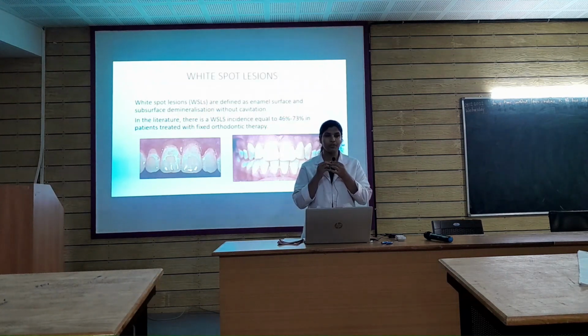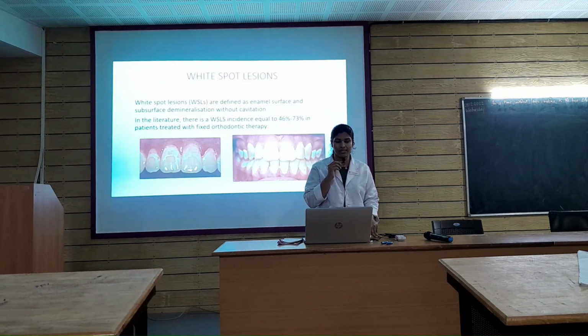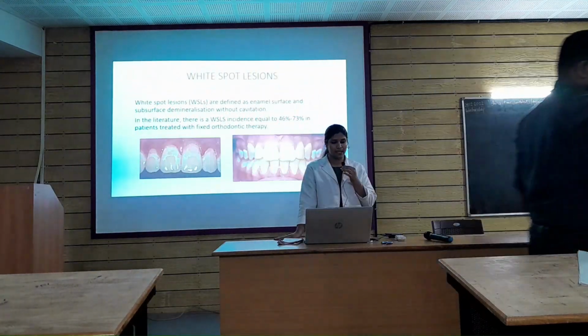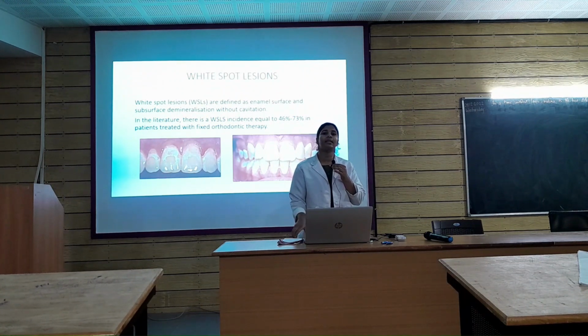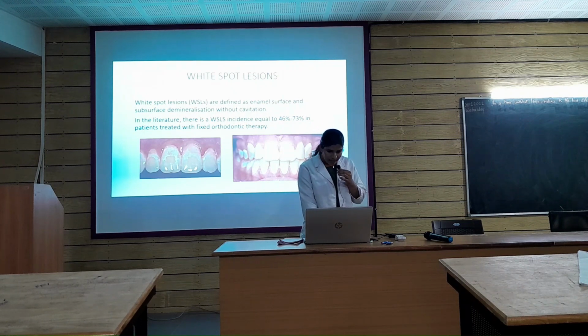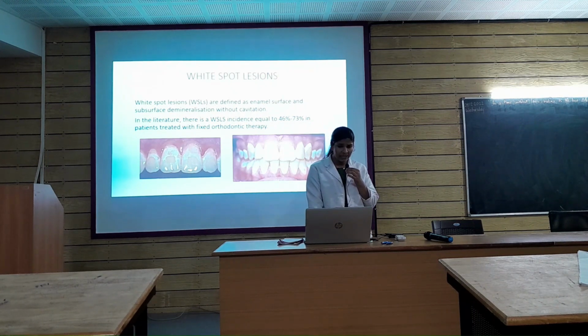Earlier I spoke about white spot lesions, which are defined as enamel surface or subsurface demineralization without any cavitation. I mentioned that in about 46 to 73% of cases of fixed orthodontic treatment, white spot lesions appear. As in this picture, they appear around the brackets, as a white opaque appearance over the tooth surface. They are a predisposing factor for developing caries because of the demineralization of the enamel as well.